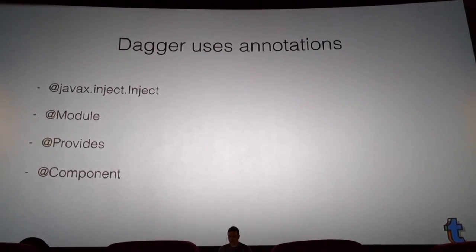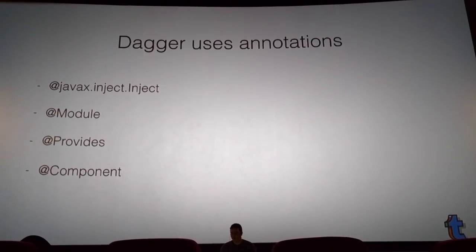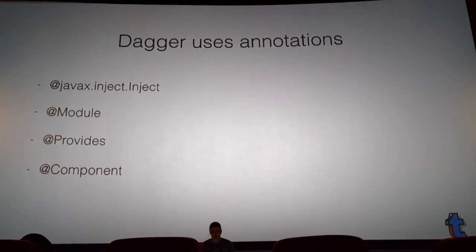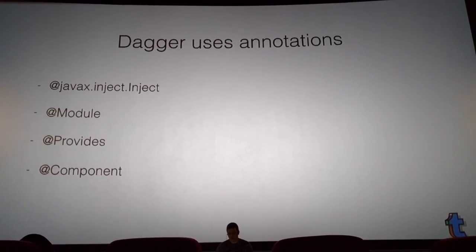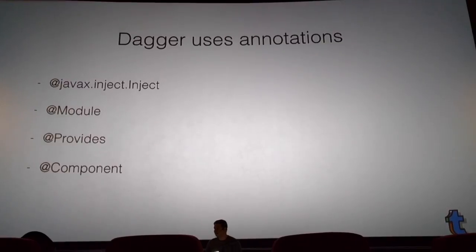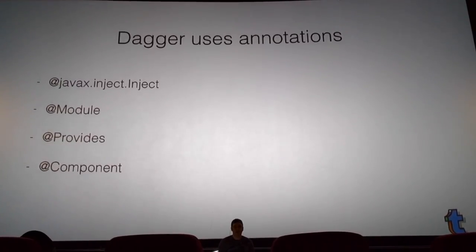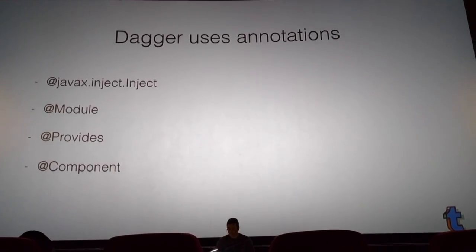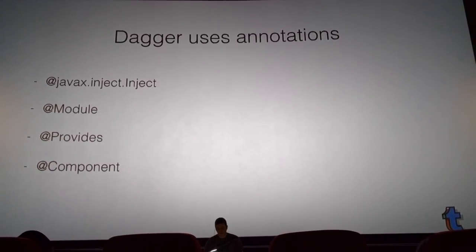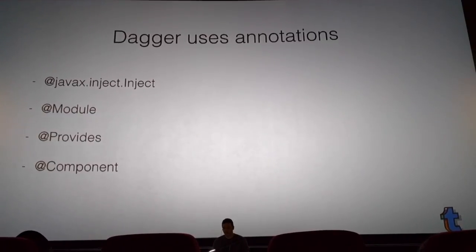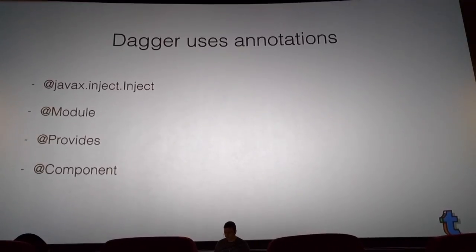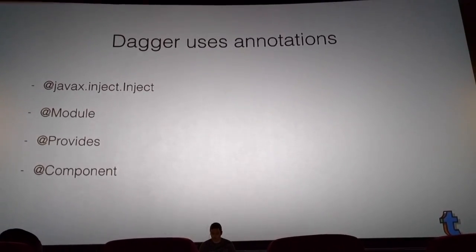So like I said, Dagger is an annotation-based tool, meaning that Dagger uses very concise code. You describe what you want it to do, and it does it. It's very simple once you get it set up. It's very simple to add more injection points, to add more objects that you want to inject. Dagger uses 4 basic annotation types: the inject annotation, the module, component, and provides.